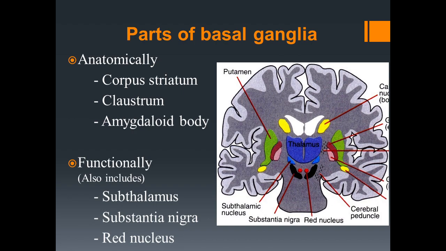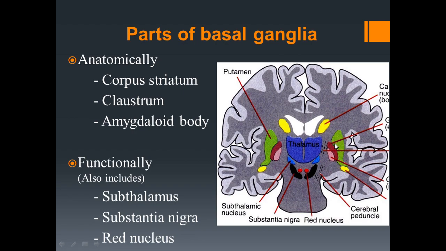Now, what are the parts of basal ganglia? We have seen that the basal ganglia are situated lateral to the thalamus. This picture shows the coronal section of the cerebral hemisphere. Here this is the thalamus, and the basal ganglia are these nuclei, the masses of grey matter situated lateral to the thalamus. So whatever colored structure is seen here lateral to the thalamus is basal ganglia.